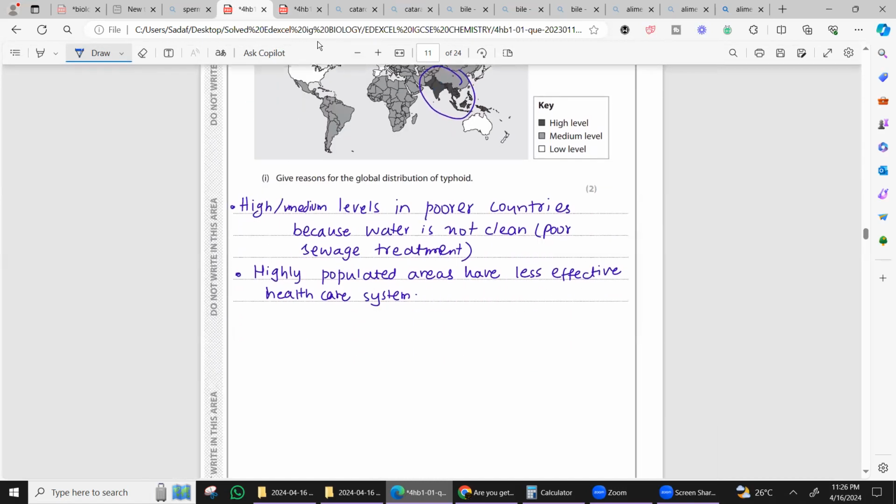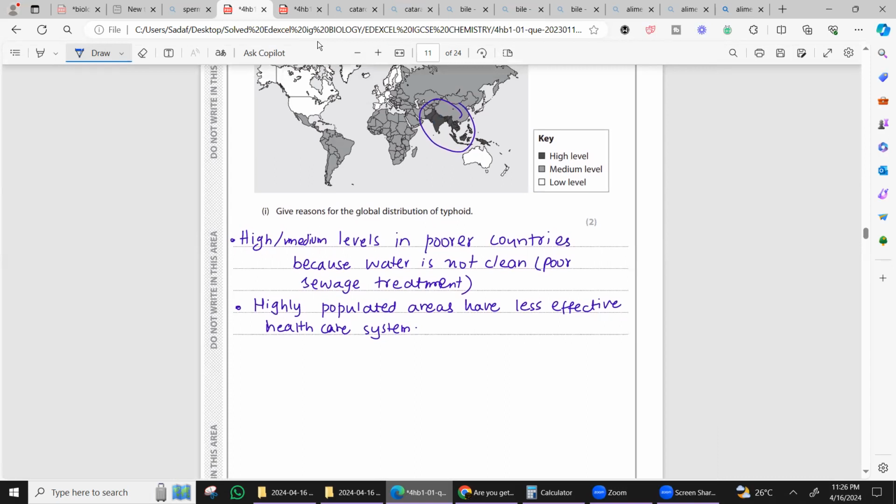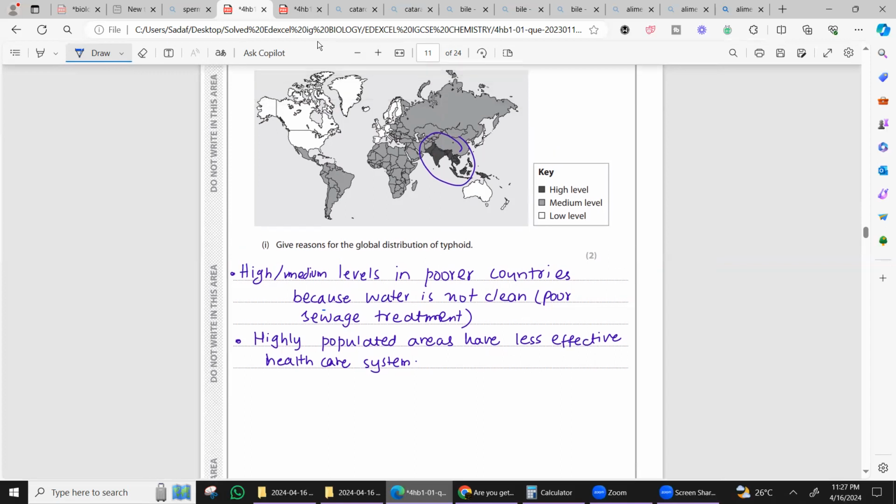High or medium levels, this dark and the gray one, they are showing in the poorer countries or less well developed countries because water is not very clean. There is poor sanitation, poor sewage treatment, and highly populated areas. They have less effective healthcare system, less vaccinations available. That's why they are having high or medium level of typhoid.